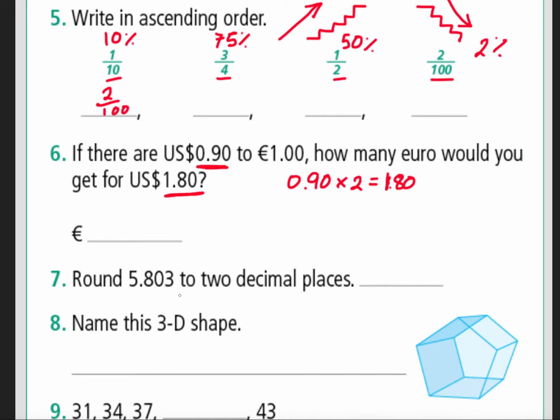Number 7, we have to round this to 2 decimal places. So this will be the last decimal. And this number here, the 3, tells us if this is going to go up or if it's going to stay the same. So this is going to be 5 point something something. The 8 will stay there, and the 3 here tells you if this 0 goes up or stays the same.